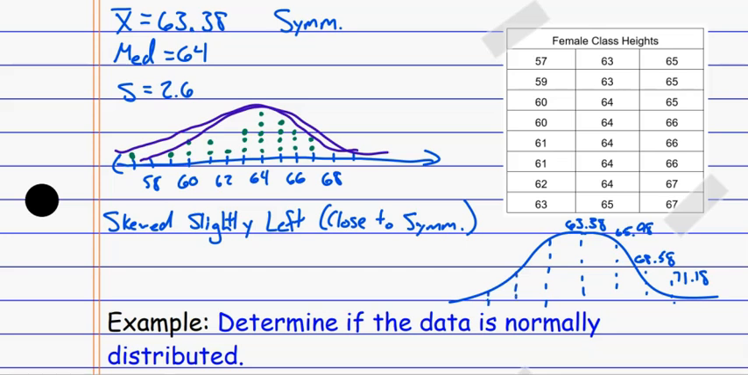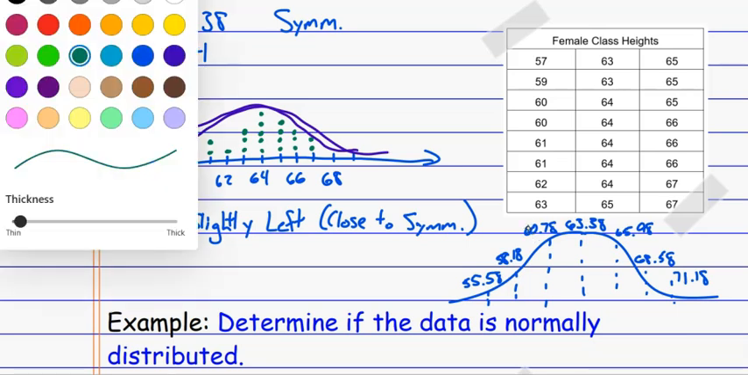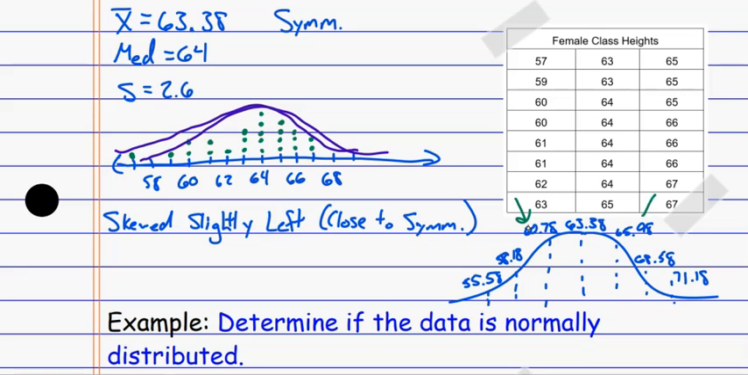Then going the other way, subtracting that 2.6 each time, I would get 60.78, 58.18, and 55.58. Okay? And so the idea is that if I look at this data, values from 60.78, so values from right here to values right here, should be about 68% of the data.